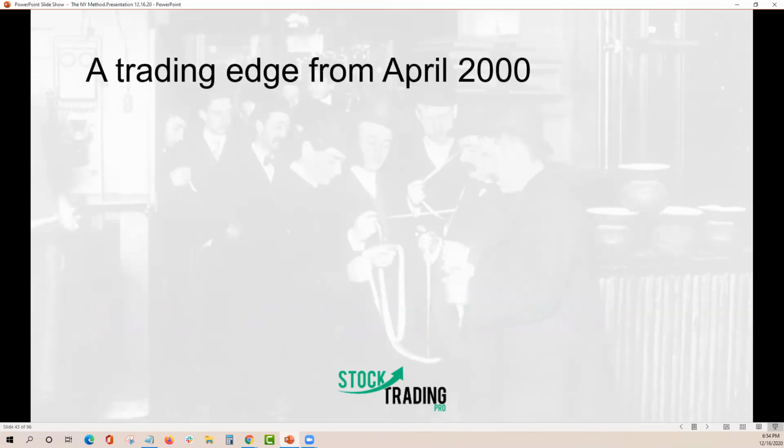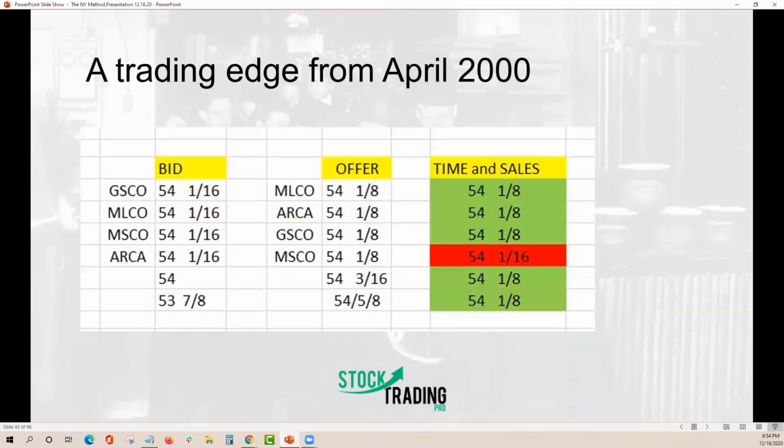Okay, all right. So I want to talk about where order flow came from. I talked about it before with the specialists, but now I'm going to give you a little more detail of how I started doing this in April of 2000, when I was trading off of what is known as a level 2 box. This right here, GSCO, is Goldman Sachs and Company. That's their market maker ID.